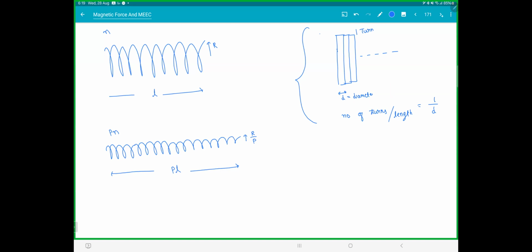Now, if you make the wire smaller, does the diameter change? When you made it into smaller turns, you made it like this. But the diameter is still the same, isn't it? So number of turns per unit length will not change when you do rewinding. So be careful with that.